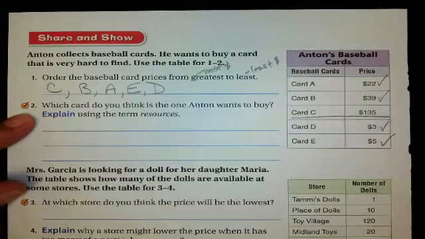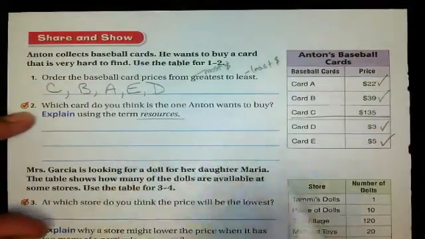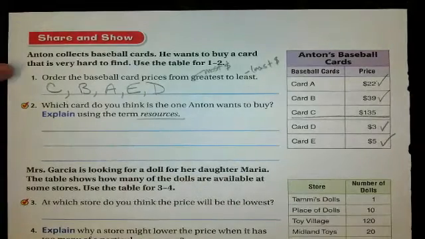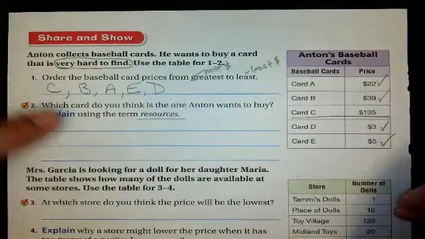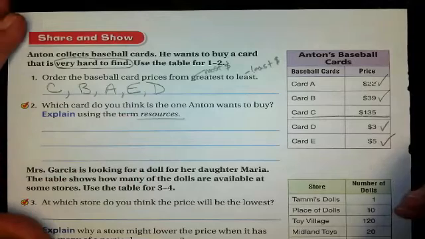So which card do you think is the one that Anton wants to buy? Explain using the term resources. So we need to have this word in our answer. So let's go back. Anton collects baseball cards. He wants to buy a card that is very hard to find. Very hard to find is our big clue. We need to use the word resources. So which card do you think it is he wants to buy?